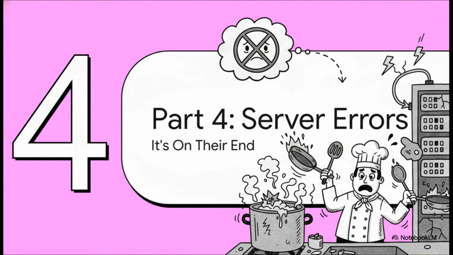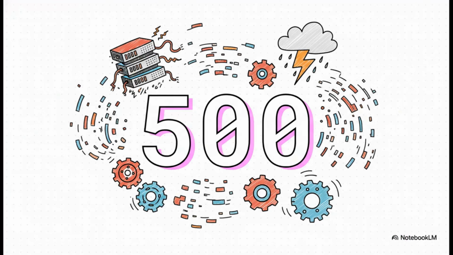But what happens when it's absolutely not your fault? Well, that brings us to the 500 series server errors. Now, the problem is with the restaurant. You place your order perfectly, but the kitchen is having a complete meltdown. This is the big one from the other side. A 500 error is the kitchen's distress signal. It's telling you that something has gone very, very wrong behind the scenes, and it has absolutely nothing to do with you or your order.